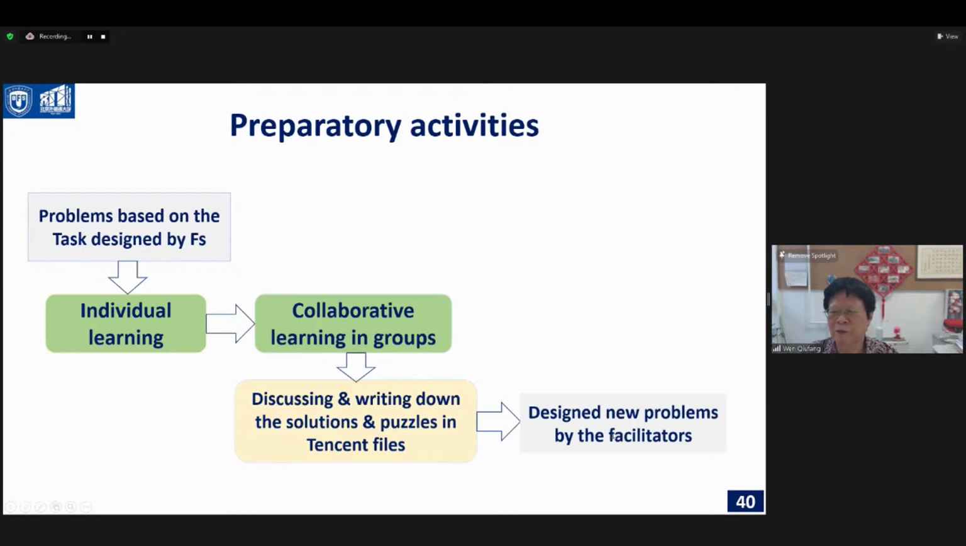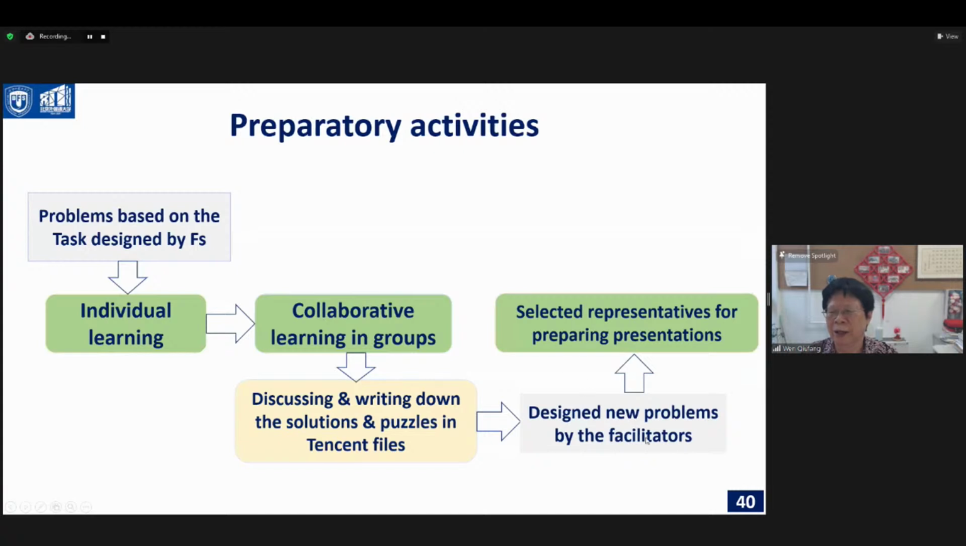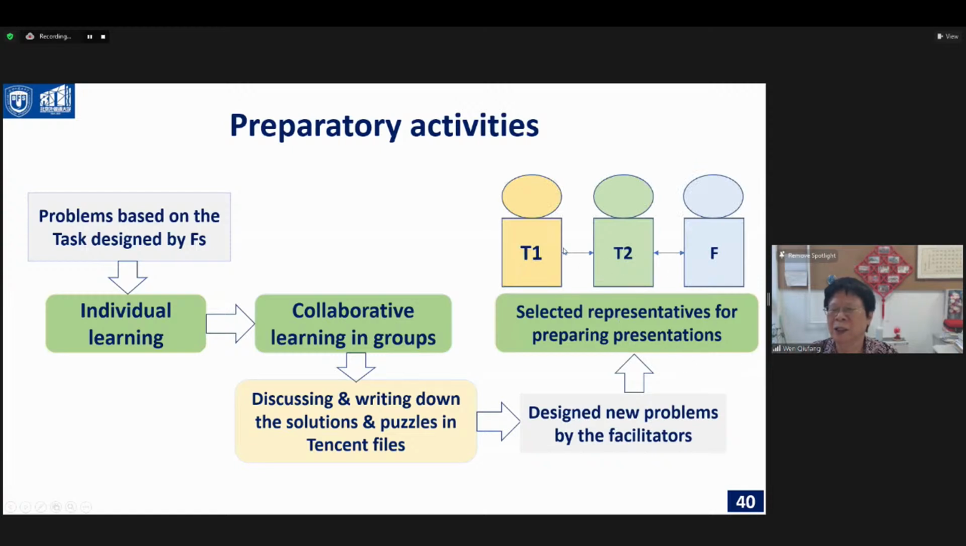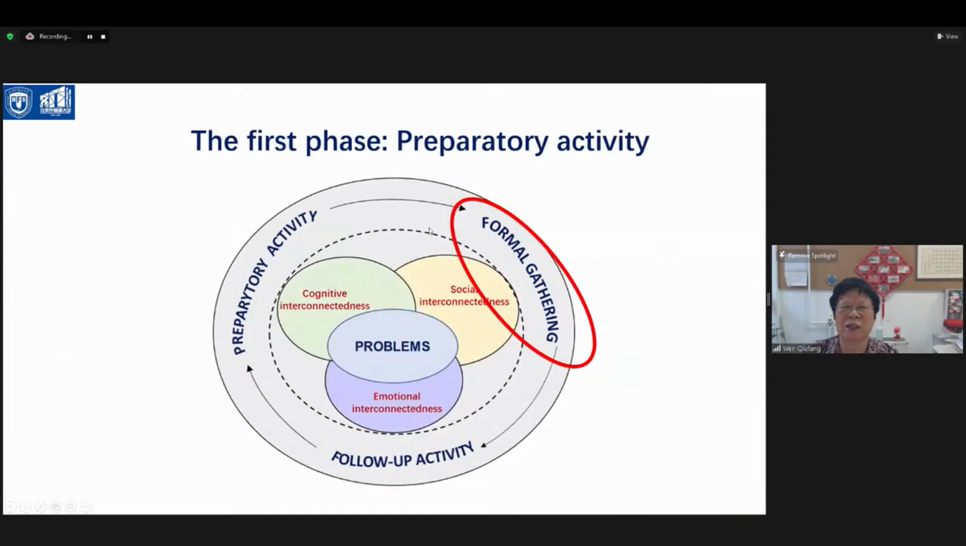And then the facilitators will read the electronic files, which have been filled in by the CC members. Then we design new problems for the formal gathering. Based on these new problems, we select representatives from each group to prepare presentations for the formal gathering. Maybe 1 member from team 1, 1 member from team 2, and the facilitators also select a representative to work together. Okay, these are the preparatory activities.